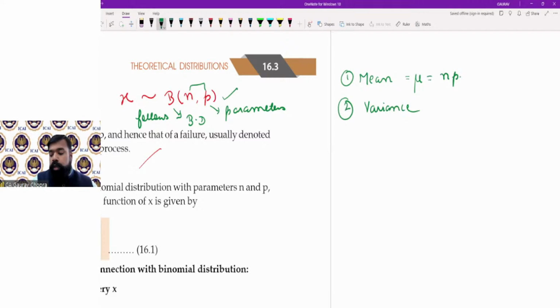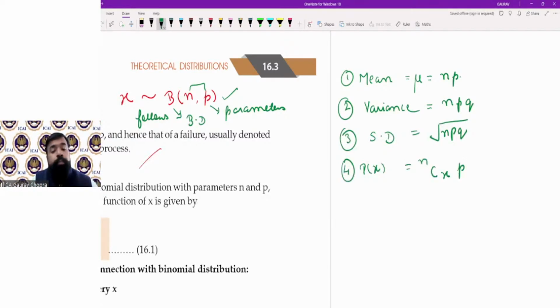The second formula is variance, which is npq. The third formula is standard deviation, which becomes the square root of npq. And the fourth one is the probability of X. It is equal to nCx, p to the power of x and q to the power of n minus x. So this becomes the formula for the probability in the case of binomial distribution.